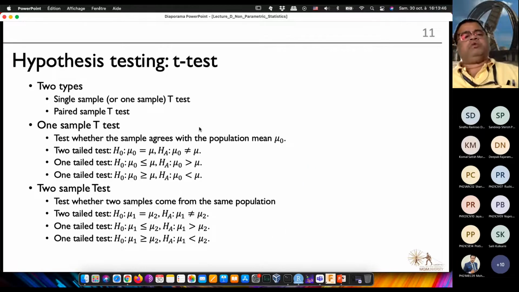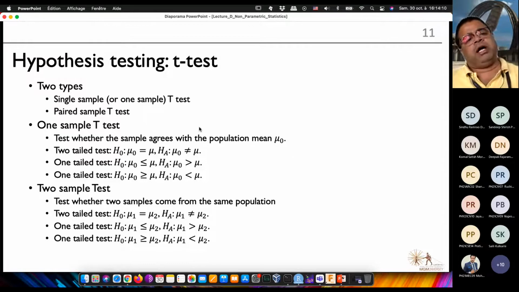Now let us go back to our hypothesis testing. Remember, we had started hypothesis testing. I do not know whether your previous lectures on ANOVA, one sample hypothesis test and two sample hypothesis test have covered them. If they have not been covered, I will try to cover them briefly.